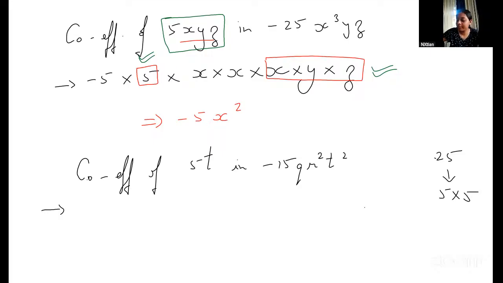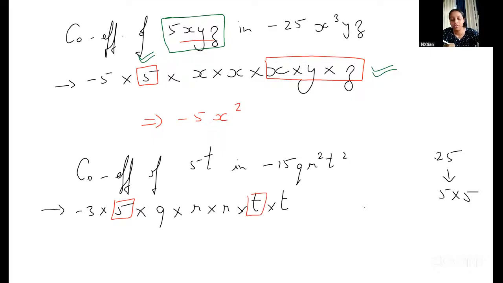How do we do it? 15 can be expanded like 3 fives, or we'll put minus 3 because 15 is negative. So minus 3 into 5, then expand the rest of it. That is q into r into r into t into t. Now remove from it the 5 and t. We will remove it because it is there here. Now write down the remaining portion. It will become minus 3 q r square t. Understood how we work this out? Yes, ma'am.